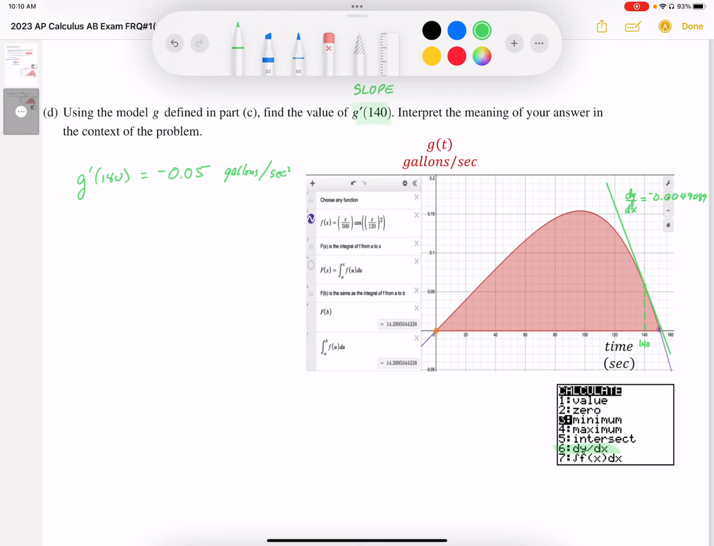The meaning of this answer, in the context of this problem, is the rate of increase of the rate function, which is in gallons per second squared. So the meaning can be interpreted through the units that we've given here.